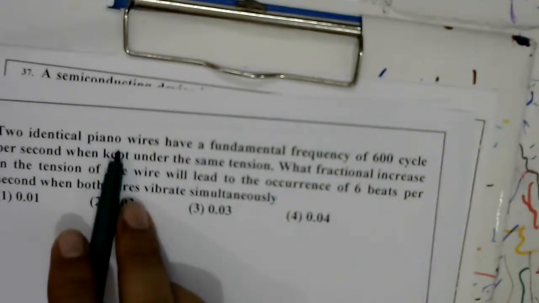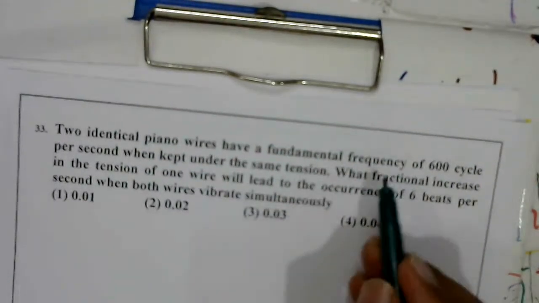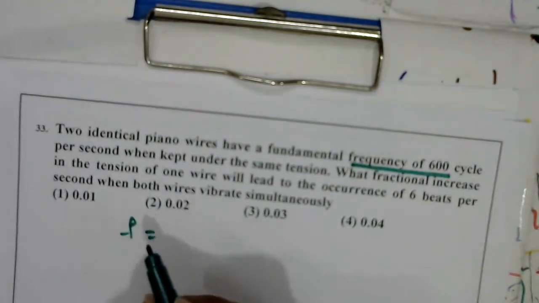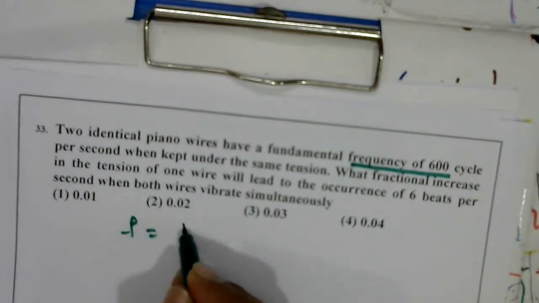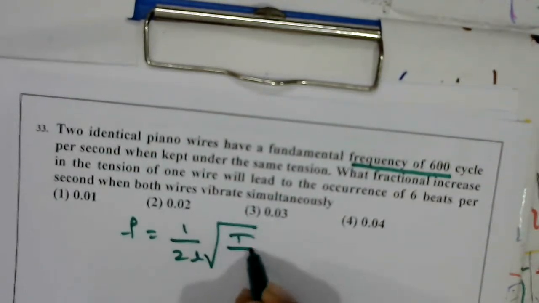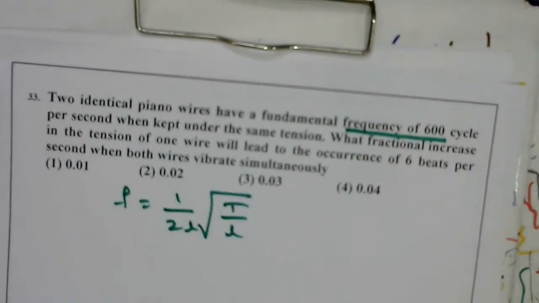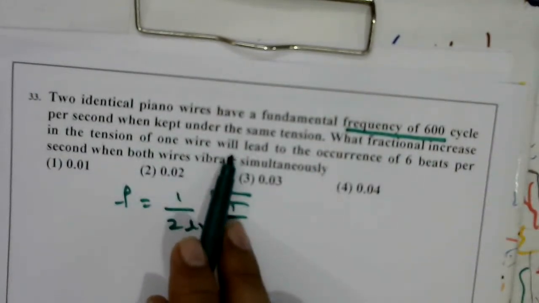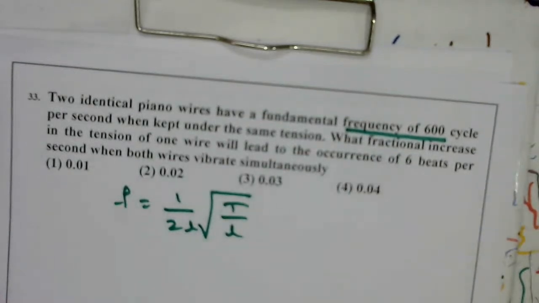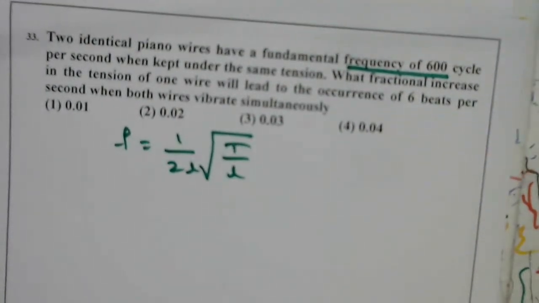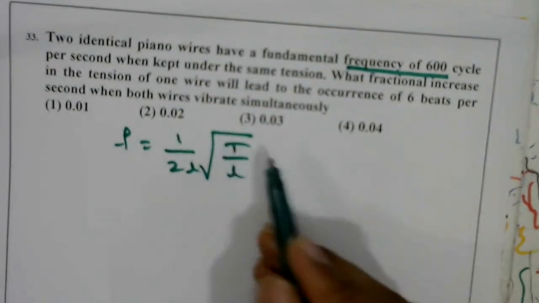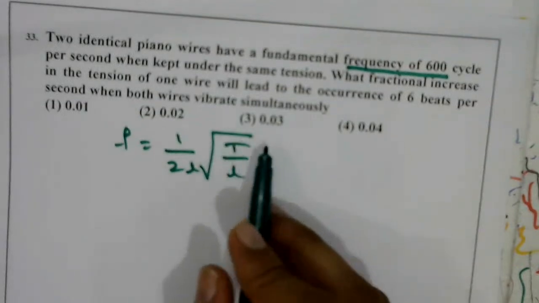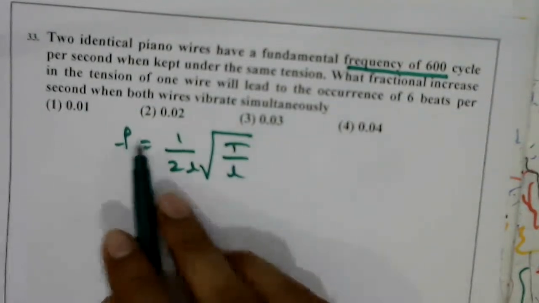Two identical piano wires have fundamental frequency 600 cycles per second, means frequency is given. Frequency formula is 1 by 2L square root of T by mu. What fraction increase in the tension of one wire will lead to the occurrence of 6 beats per second? It means beat frequency. So initially tension is this much. If the tension is increased or decreased, whatever it is, the beat frequency changes.